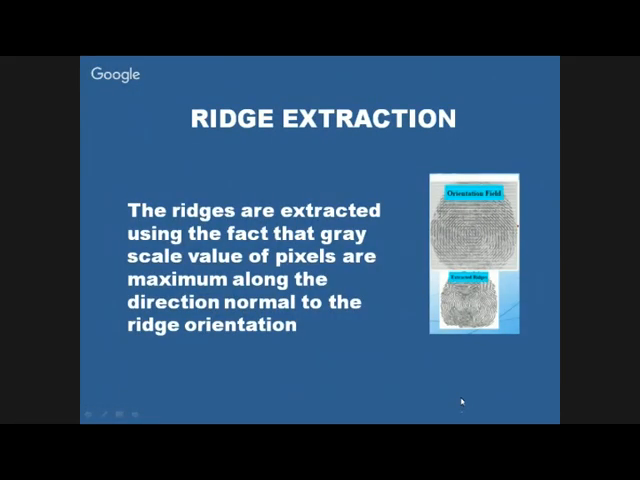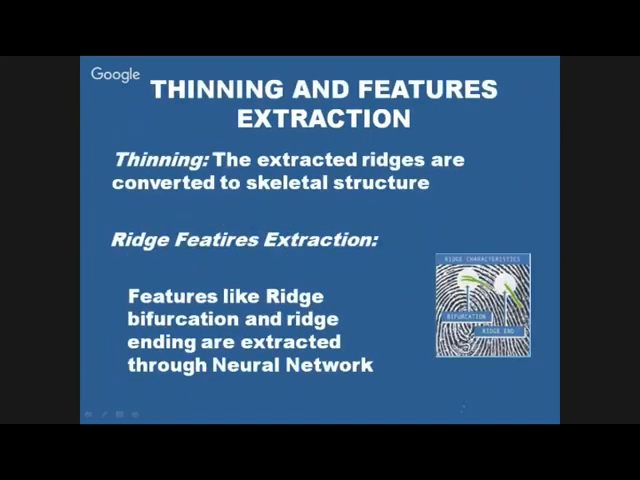After that, we do ridge extraction. That means we take the pixel values and the ridges are extracted. Now, what are thinning and feature extraction? Thinning is basically skeletalization, as I have told. So this is your skeletalization. This is your thinning method.